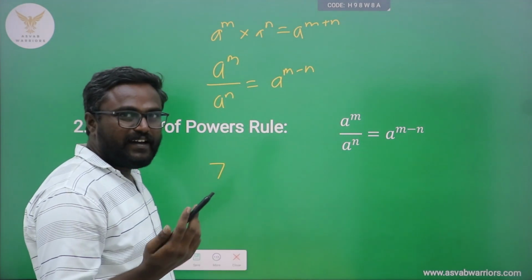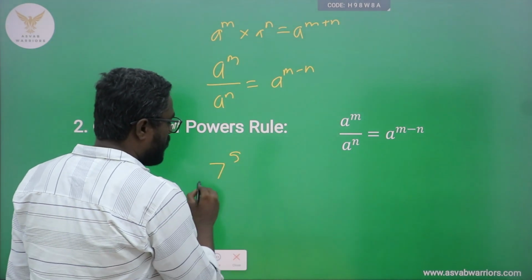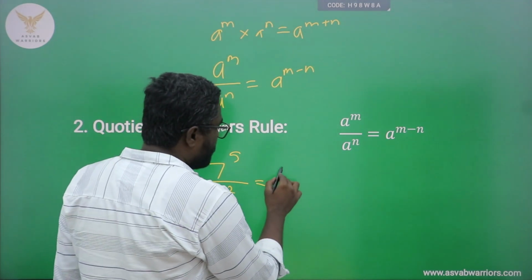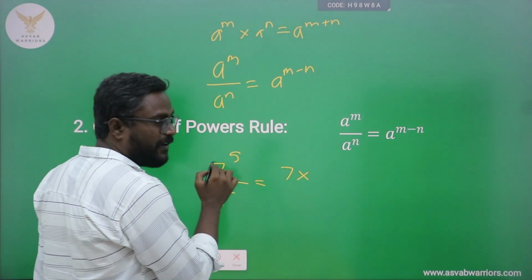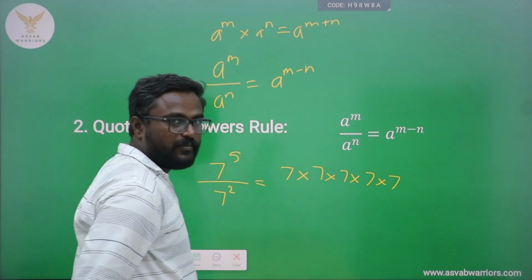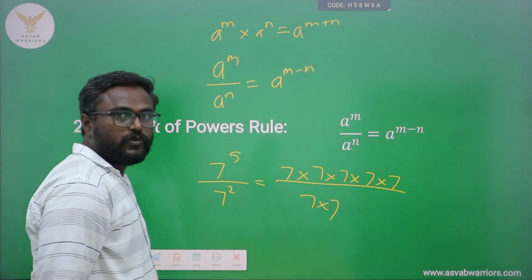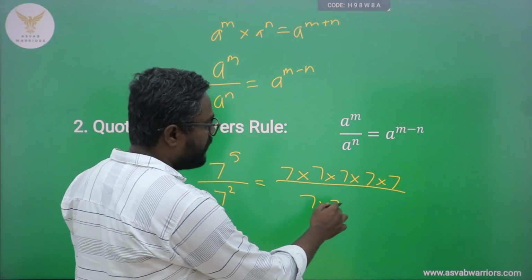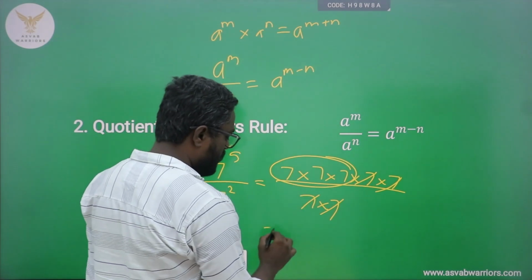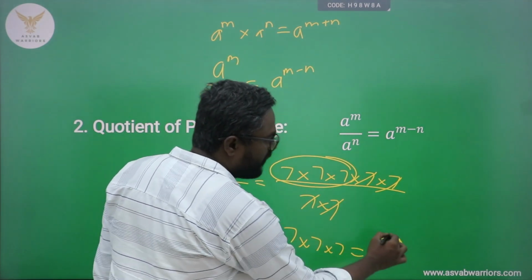Similarly, I am going to solve a question for you to understand. 7 to the power 5 over 7 to the power 2 is nothing but equal to 7 times 7 times 7 times 7 times 7 over 7 times 7. 7 to the power 5 means 7 is multiplied with itself 5 times. 7 to the power 2 means 7 times 7. So what will I do now? I'll take the common factor as 7 and cancel it out. 7, 7, cancel. What is remaining? You have 7 times 7 times 7, which is nothing but 7 to the power 3.